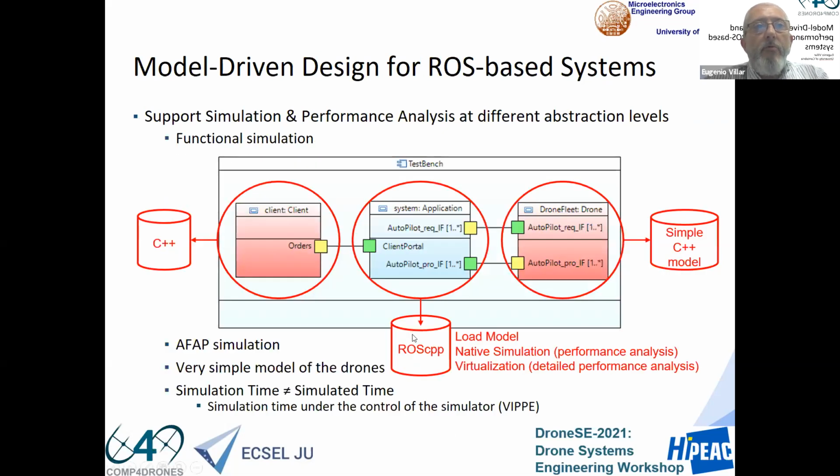Regarding the system model combining C++ and ROS code, we also have different abstraction levels. The first one will be a load model, which is the one we will apply here. But when the full code is available, we will be able to perform native simulation, which will provide much more accurate performance data. And finally, only when needed, of course, a complete virtualization system is possible. This is the technology used by electronic system level tools like Synopsys or Cadence to bring you more detailed performance analysis and more accurate data.